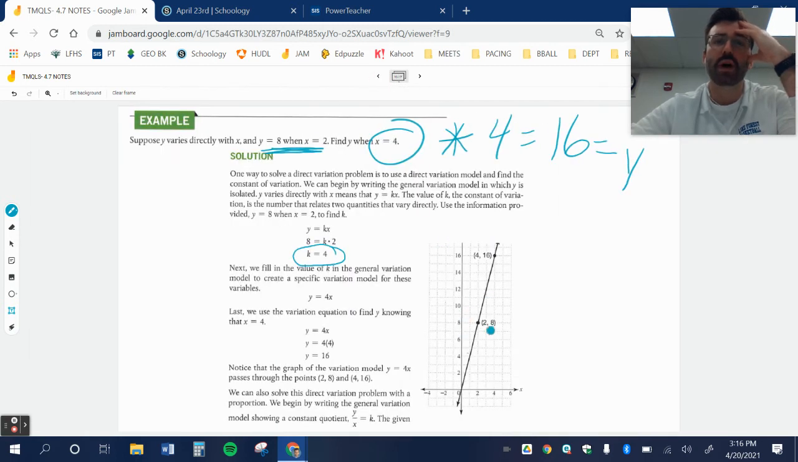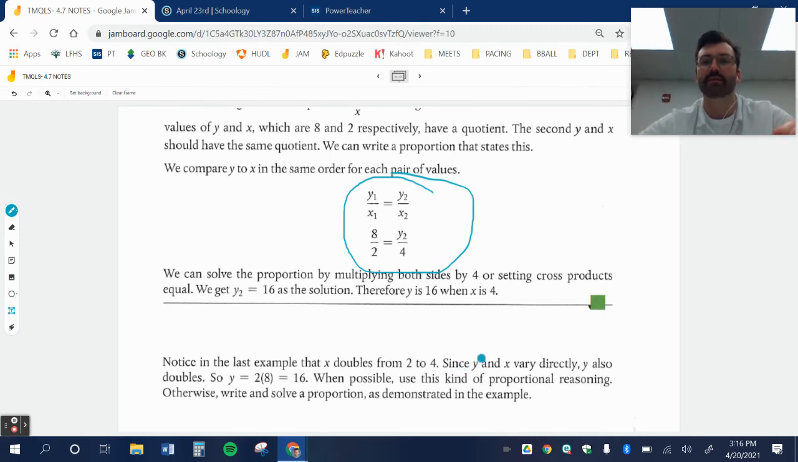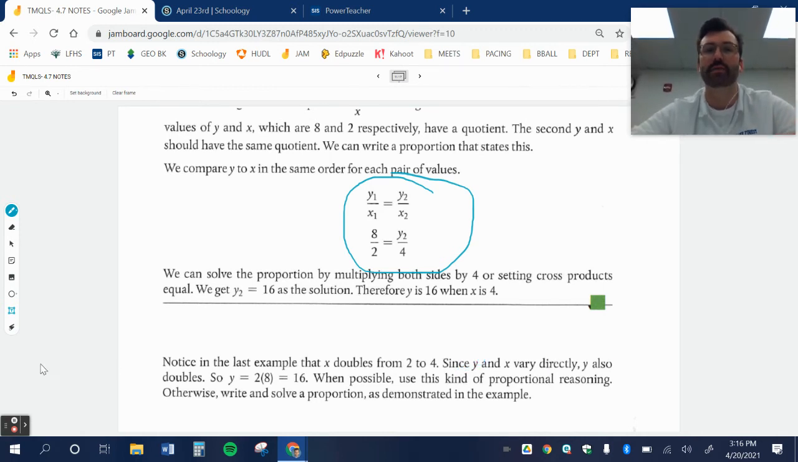Another way I could think about it is, if you compare your x values here, x was 2 and then x was 4. So I doubled 2 to get to 4. Well, it only makes sense that I also double y. That's how you get 16. 8 times 2 gives you 16. Same kind of idea. Notice in the last example, it says right here, x doubles from 2 to 4. Since y and x vary directly, y also doubles.